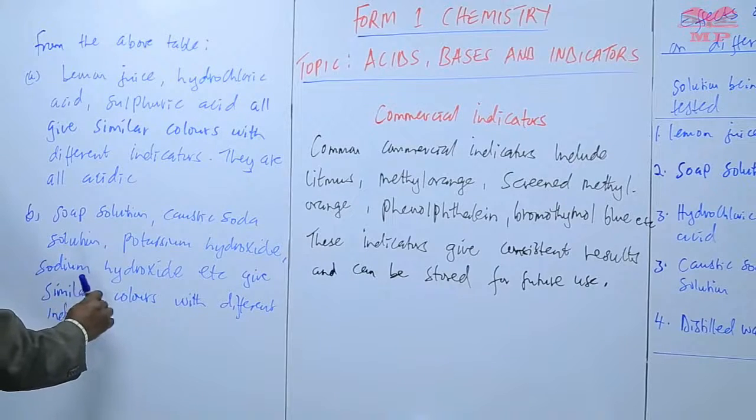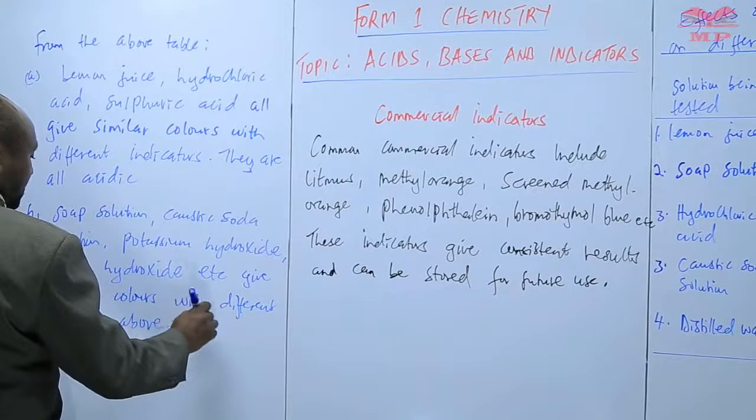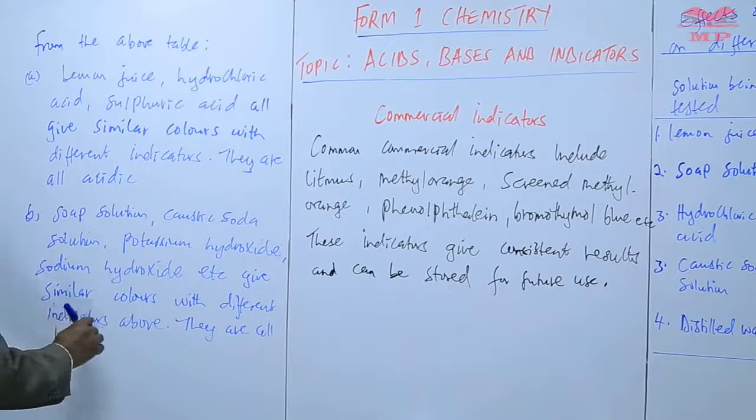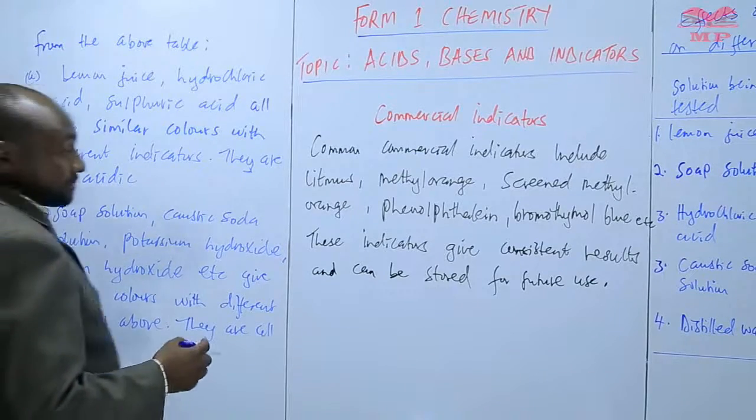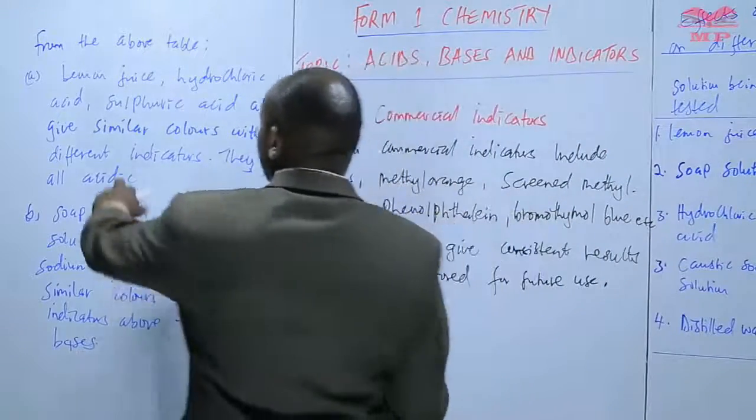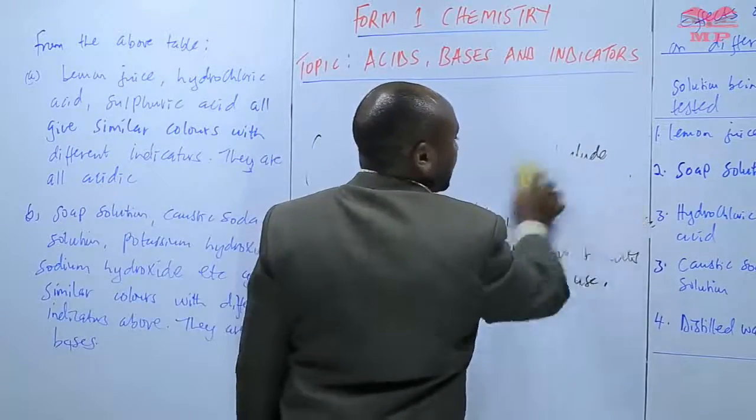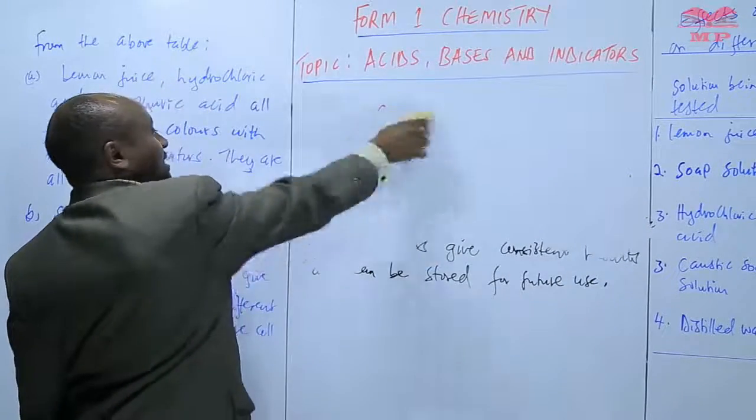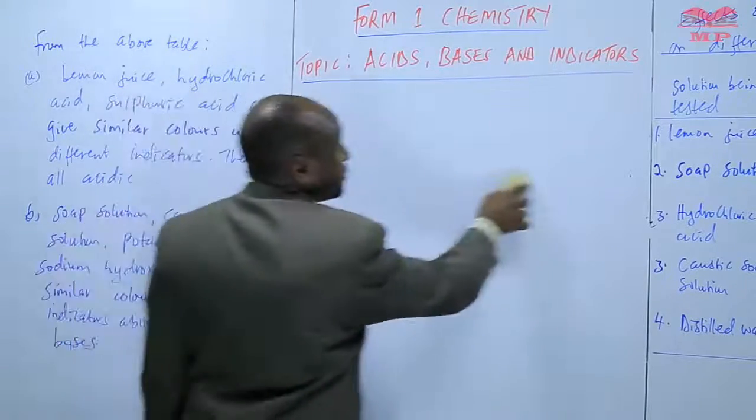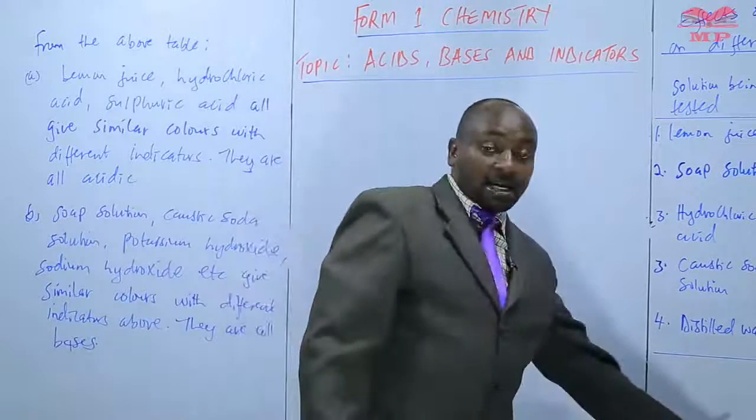With the different indicators above, they are all basic. So they are all bases, because they have their own color that is different from those that are acidic. Remember we said that the work of the indicators is to tell us, is this an acid or is this a base? If it is an acid, it gives you a certain color. If it is a base, it gives you a different color.